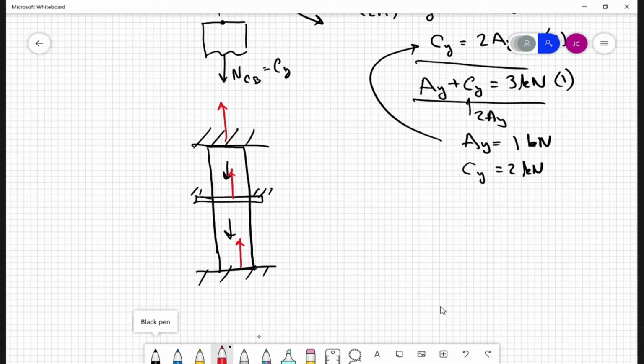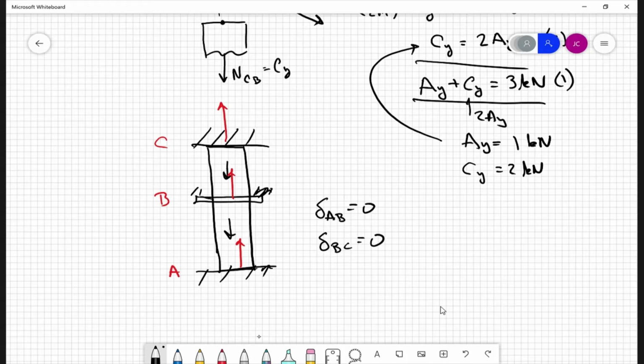Let's call this A, B, and C again. So we know that we need 2 more compatibility conditions. We know that the elongation of AB has to equal 0 because this is fixed and this is fixed. And also we know the elongation of BC has to equal 0. Okay? So I added this second extra constraint, and that gave me a second compatibility condition, right?